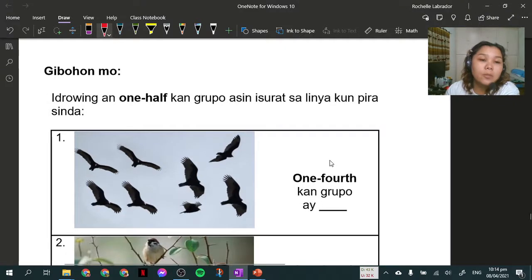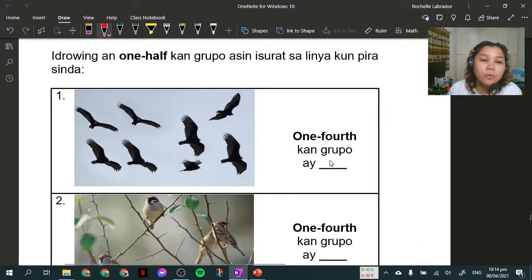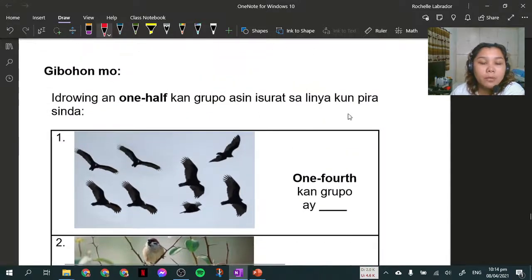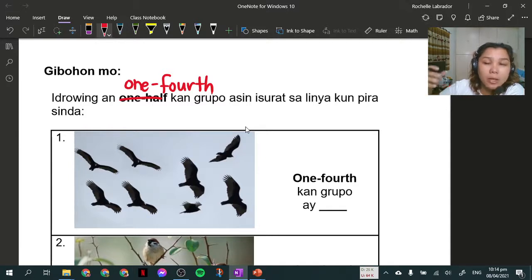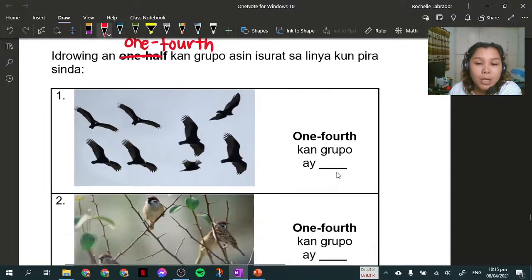So let's now go back to the module. So this is what you have to do in task 3. Task 4, gibuhon mo. May mali lang dito, 1/4. Pero the direction, it indicates here 1/2. So dito na, we are done with 1/2. So this time, it's 1/4. So, i-drawing and 1/4 kan grupo na isurat sa linya kung pera sila. So, you can make use of encircling or putting lines vertical or horizontal. So, 1/4 kan grupo ay blank.